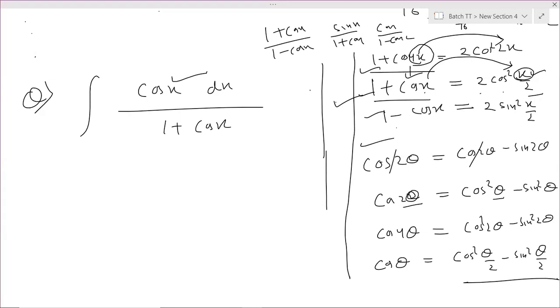All right, so put a lot of stars in this and write down the formula. Then try to solve this. 1 plus cos x you can put as 2 cos square x by 2, and cos x you can put as cos square x by 2 minus sin square x by 2. Put these 2 formulas here, try to simplify the integration, try to solve, send the answer in the chat.